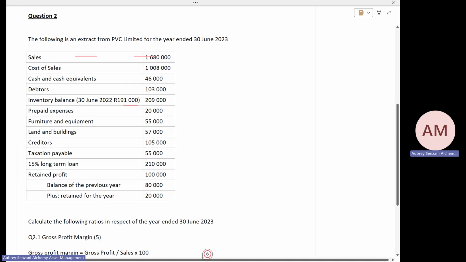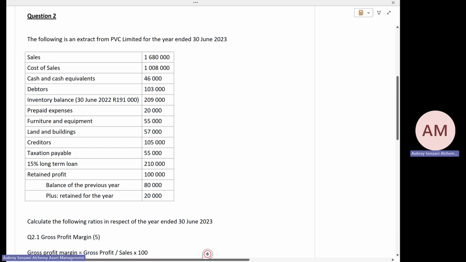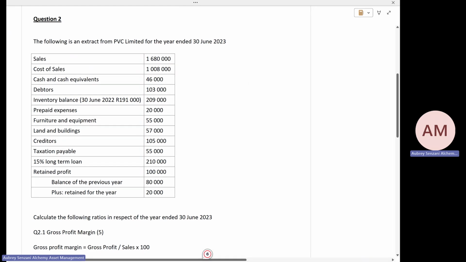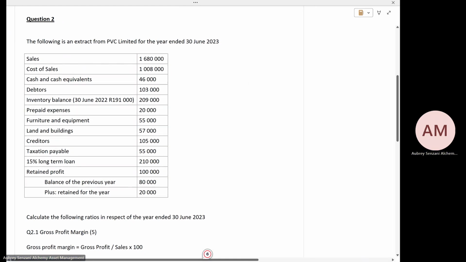So I want us to start with question 2. Looking at 2024. Okay. So here, maybe let me just switch off the lights because it's not so clear. Okay. Here.